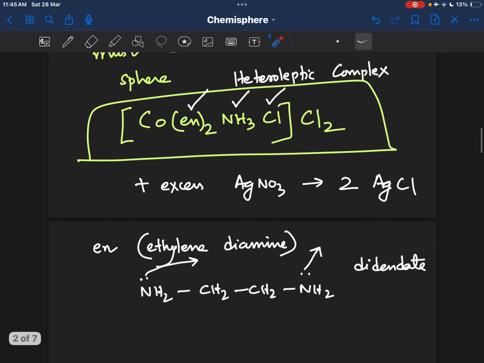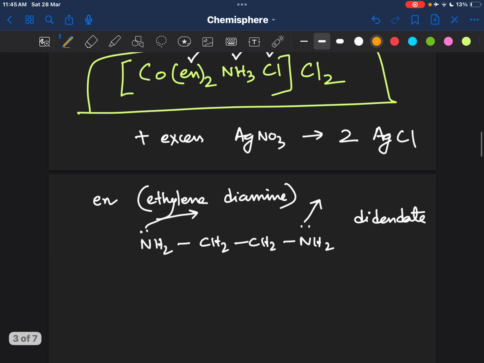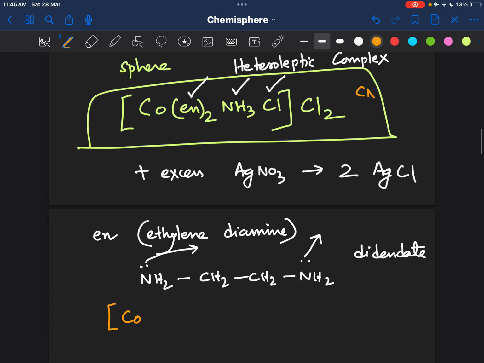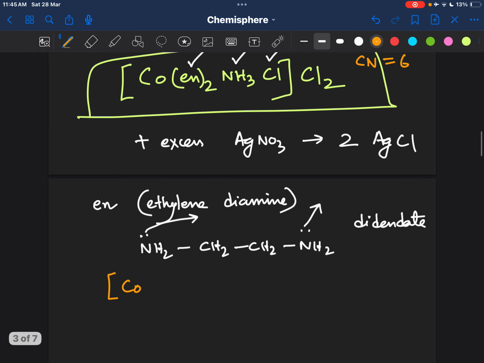So what will be the coordination number of this complex? 2 per ethylene diamine, so there will be 4, 5 and 6. So there are a total of 6 coordination bonds. Therefore the coordination number is 6. So our next step is to calculate. We'll write down the complex: Co(en)2(NH3)Cl, and Cl2 outside.